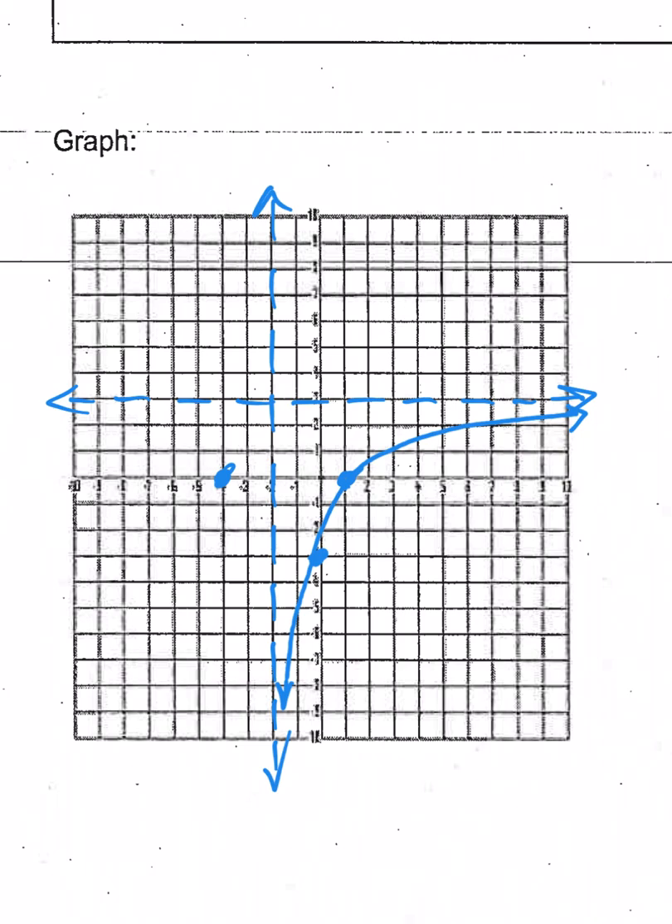Now, we've got one side done. It won't go up past the horizontal asymptote. It won't go past the vertical asymptote. Now, this is where togetherness comes into play.